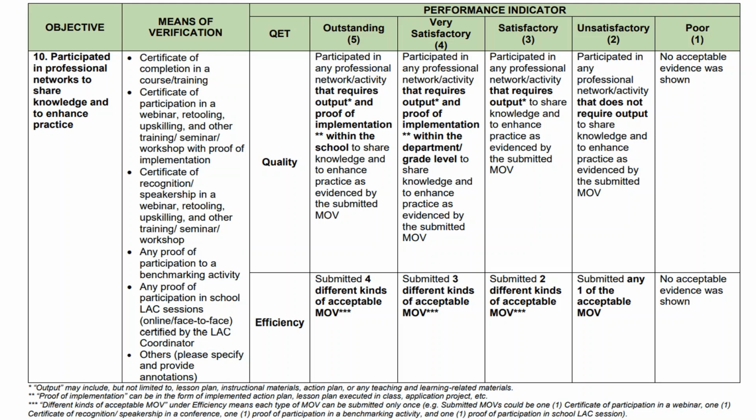For quality, you will get 5 if you participated in any professional network or activity that requires output and proof of implementation within the school. 4 if you participated in any professional network or activity that requires output and proof of implementation within the department or grade level. 3 if you participated in any professional network or activity that requires output. 2 if you participated in any professional network or activity that does not require output. For efficiency, please refer here.